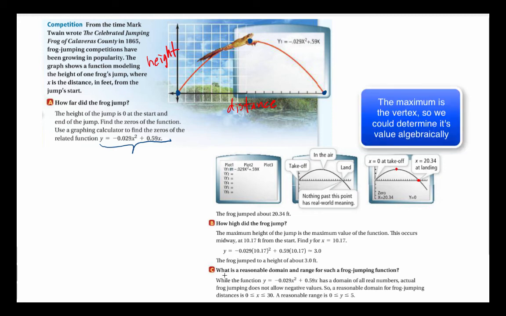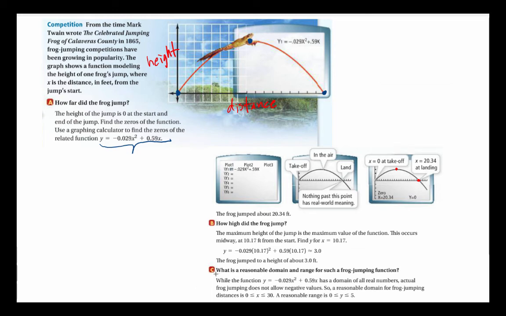So a third question here: what is a reasonable domain and range for such a frog jumping competition? While the function y equals negative 0.029x squared plus 0.59x has a domain of all real numbers, actual frog jumping does not allow negative values. So a reasonable domain for frog jumping distances is, say, 0 to 30. Reasonable range is 0 to 5. This frog, its heights and distances both fell within that range.